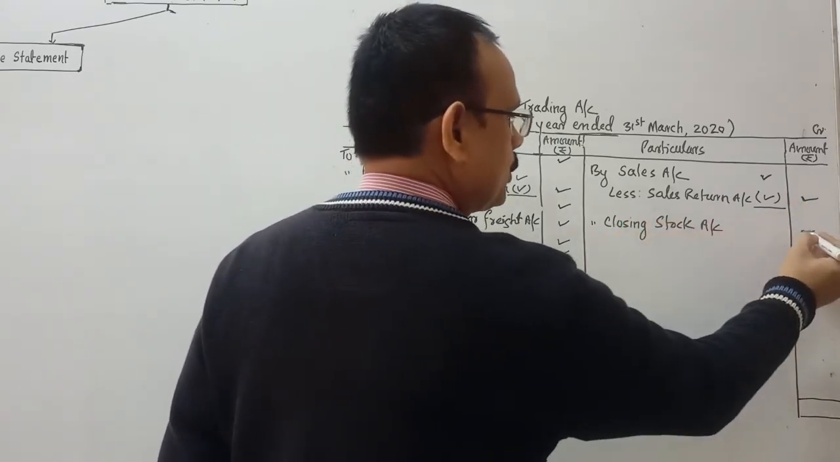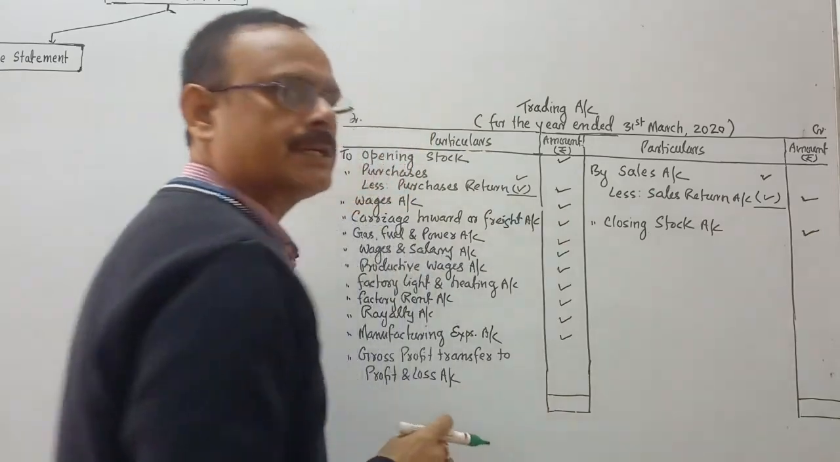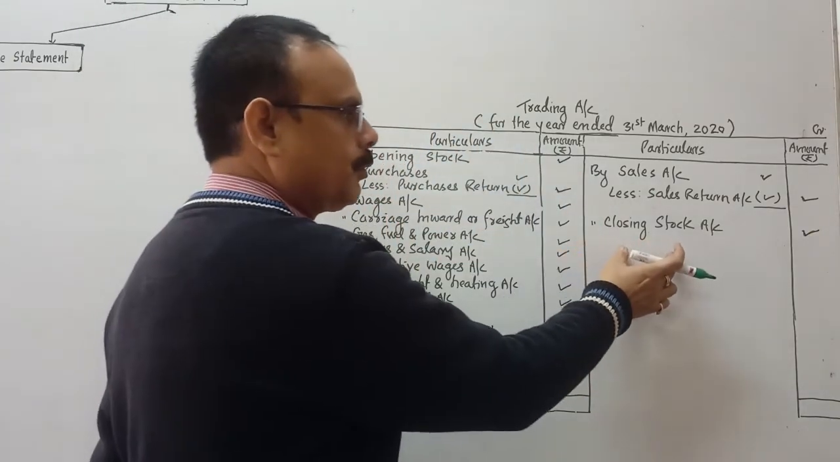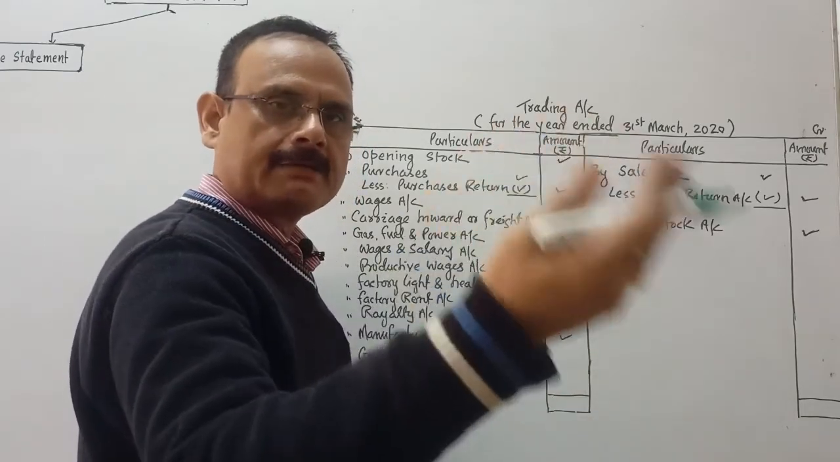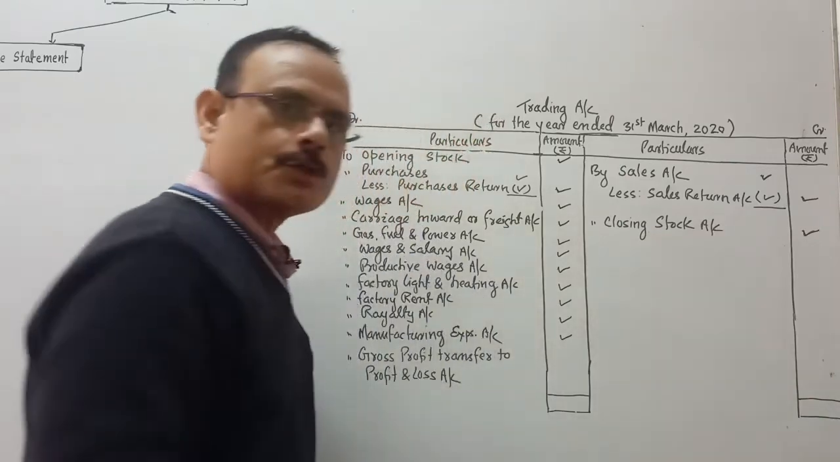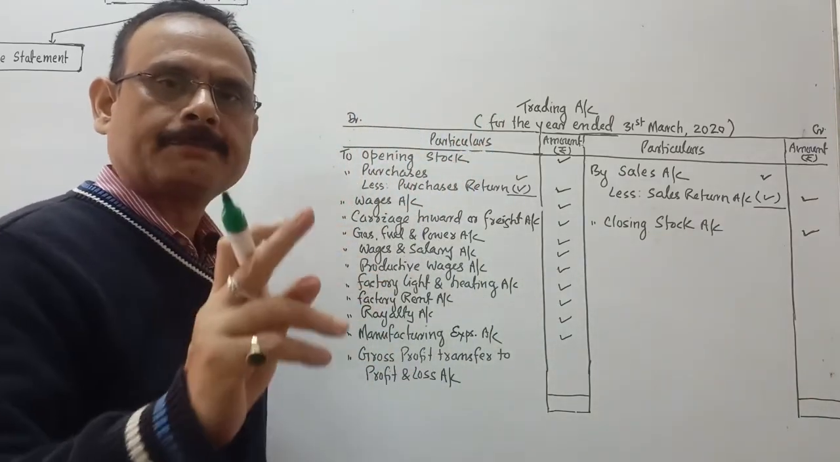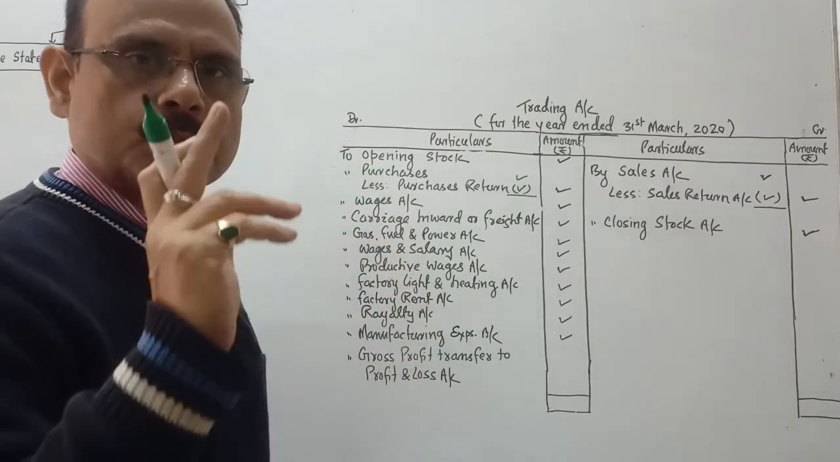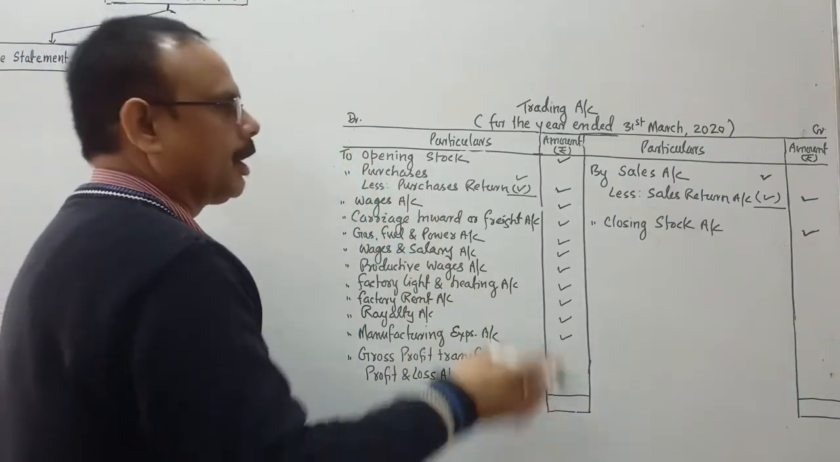Now credit side, closing stock. If the closing stock is given outside the trial balance, that is, given after the trial balance, then you write it over here as closing stock. Closing stock is valued at cost or market price, whichever is less. Now you do the total.